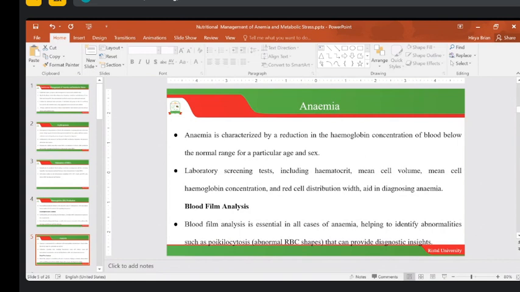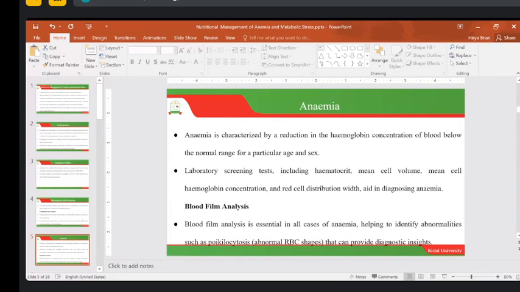Okay, so anemia is characterized by a reduction in the hemoglobin concentration in blood below the normal range for a particular age and sex. These ranges are standard and we will be seeing them. Laboratory screening tests include the hematocrit, the mean cell volume, the mean cell hemoglobin concentration, and the red cell distribution index. All these really aid in the diagnosing of anemia. And also we are looking at the blood film analysis.